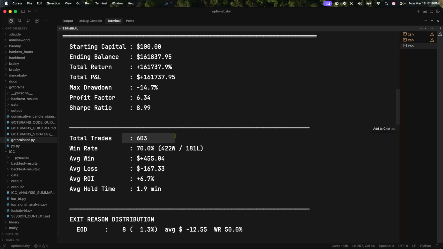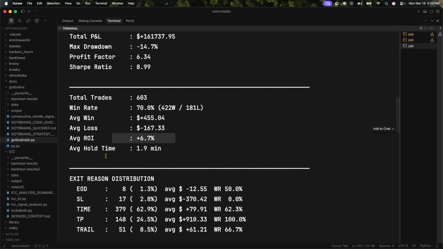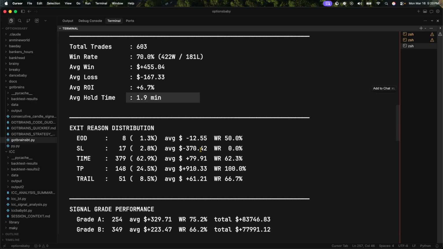We had 600 trades, and out of those 600 trades, we had 70%, so 7 out of 10. The average win, which wasn't crazy, was $455. The average loss was 167. The average return was 6.7%, and then the average hold time was 1.9 minutes.